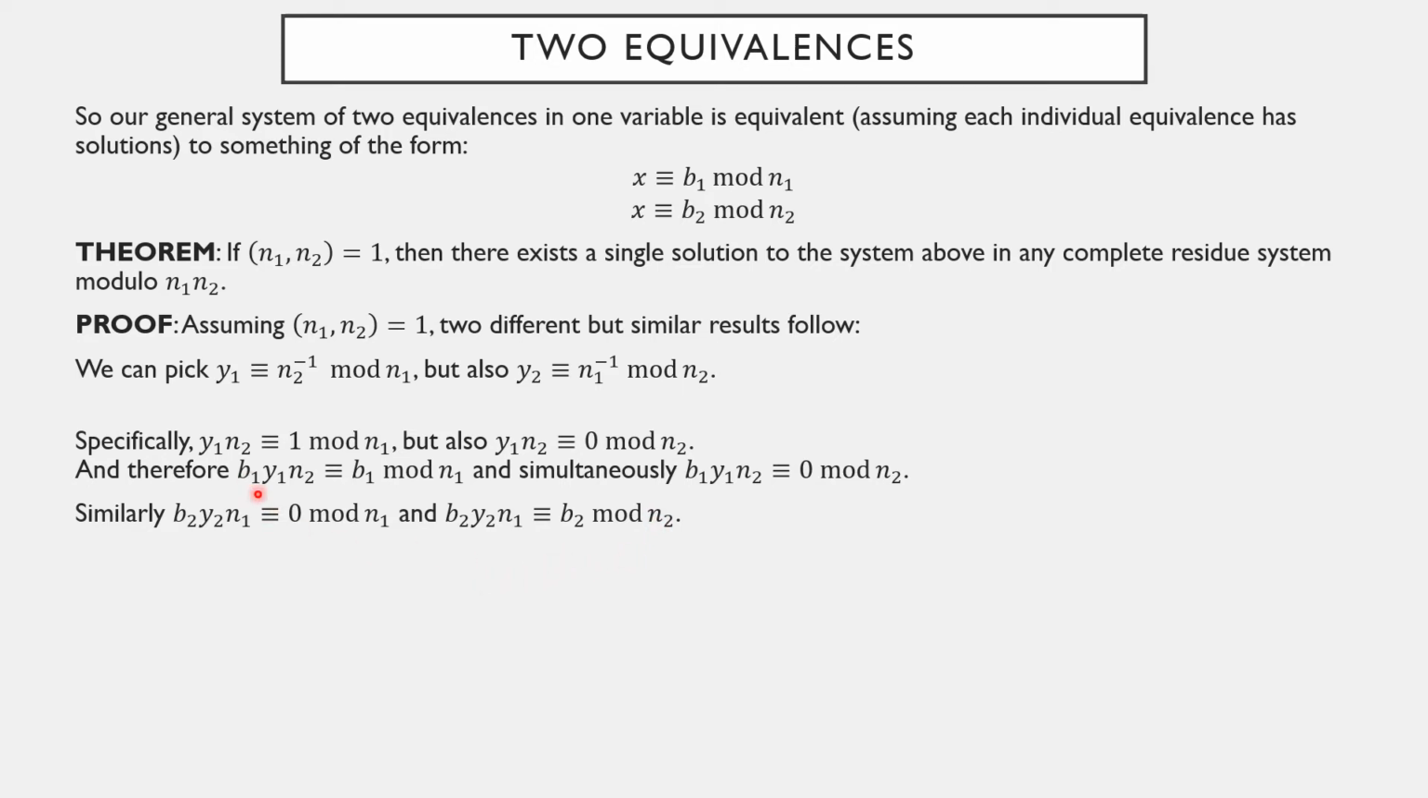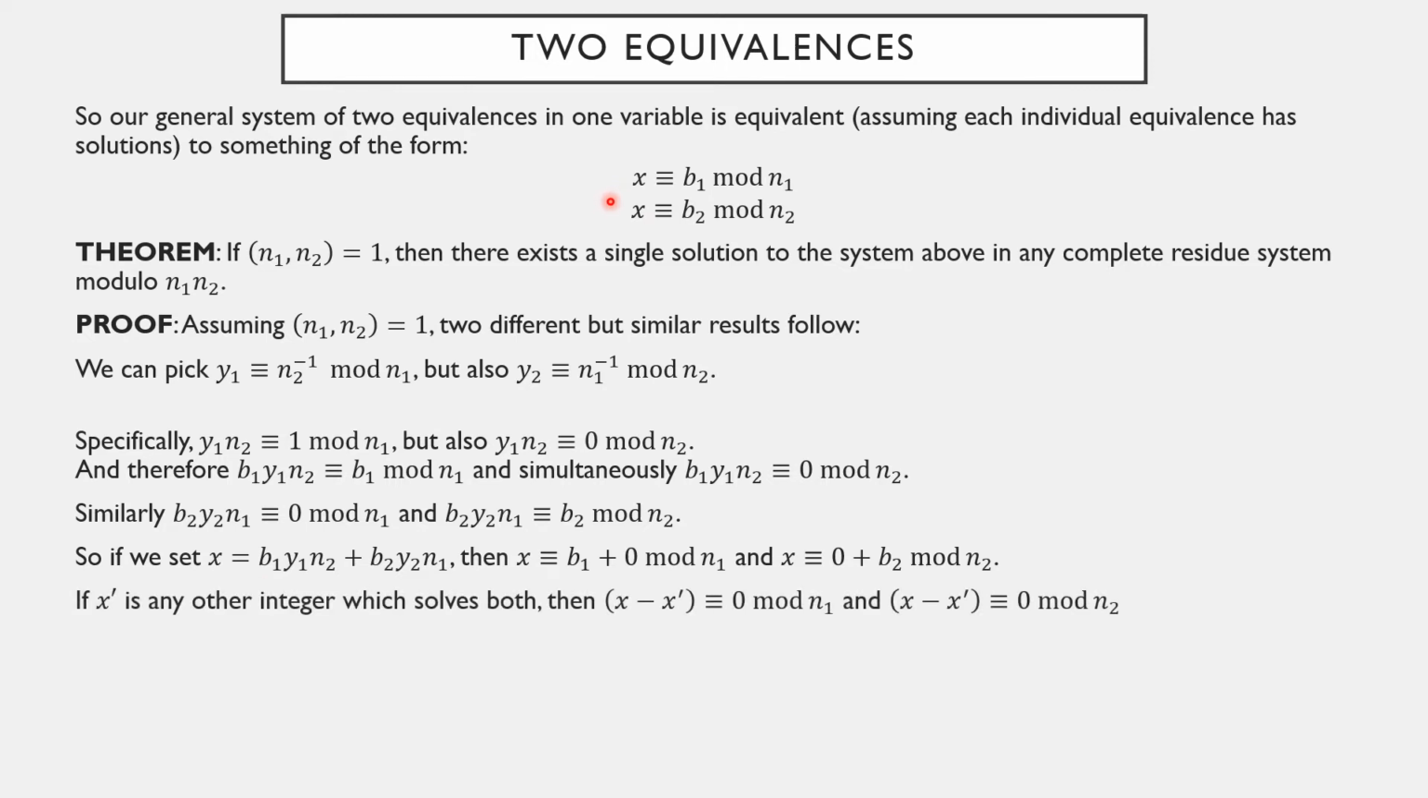So I have one number equivalent to b1 mod n1, good, we wanted that, unfortunately equivalent to 0 mod n2. I have another number equivalent to b2 mod n2, good, but equivalent to 0 mod n1. Now I just have to add them together. Because mod n1, the first number was equivalent to b1 and the second was equivalent to 0, but mod n2, the first is equivalent to 0 and the second is equivalent to b2. So we have managed to simply construct by hand a number x that solves both of our desired equivalences.